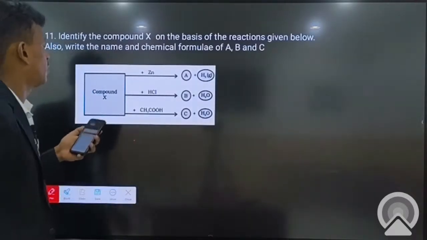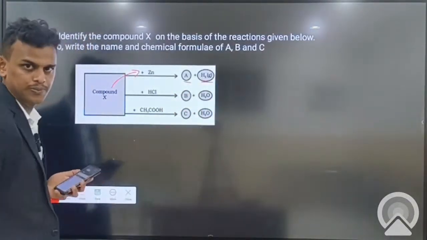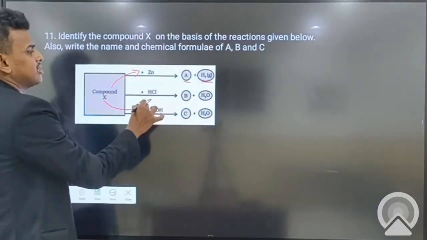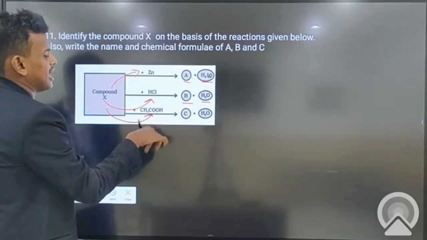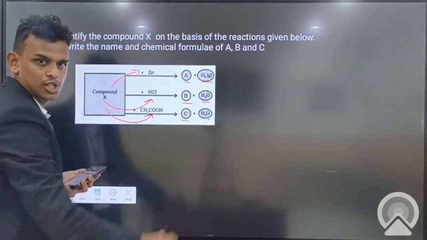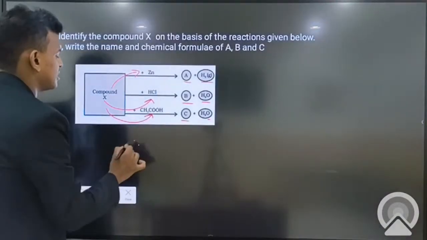Compound X reacts with zinc, forming A and H2. Compound X reacts with HCl, forming B and H2O. Compound X reacts with acetic acid, forming C and H2O. So this question is a little bit twisting, but easy.